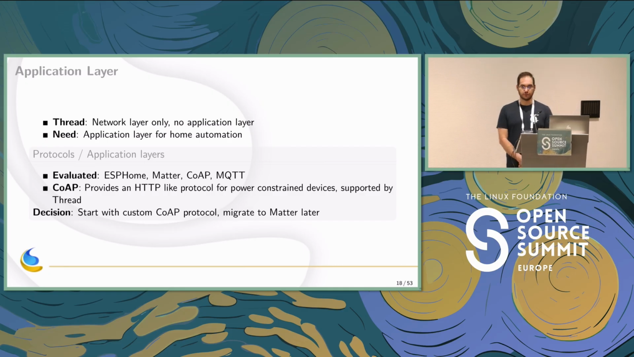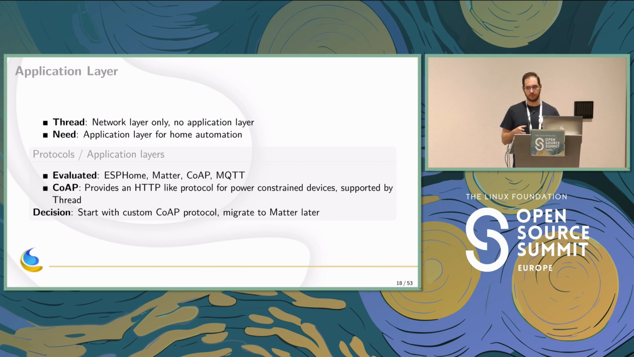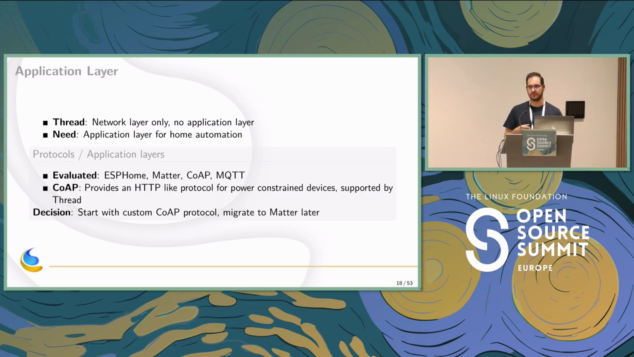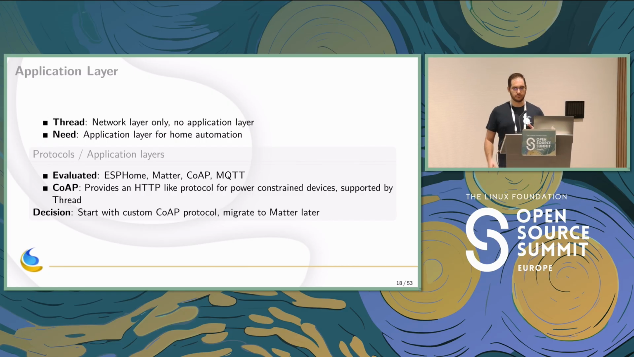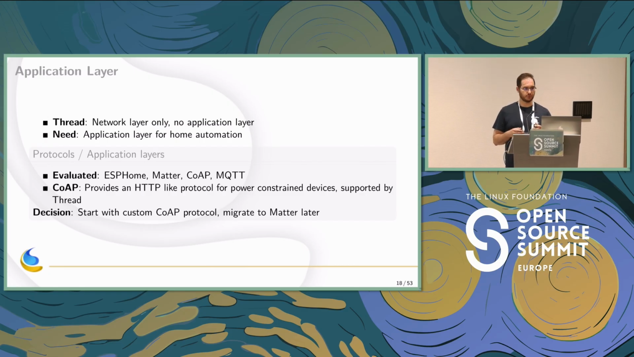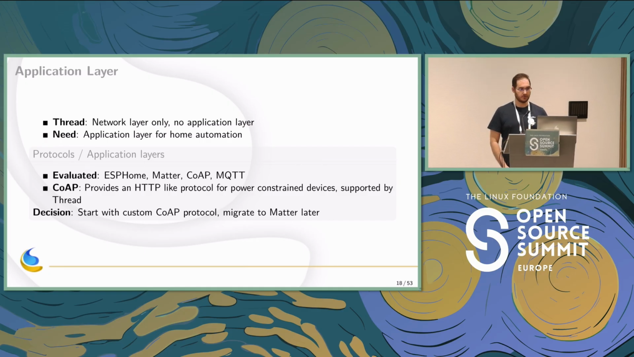The only issue with Thread is that it doesn't provide any application layer. So basically, you have all the communication, you have the meshing, you have some other features, but you don't have anything specific for the home automation. So I had a look at different existing protocols or application layers, and ended up using CoAP.